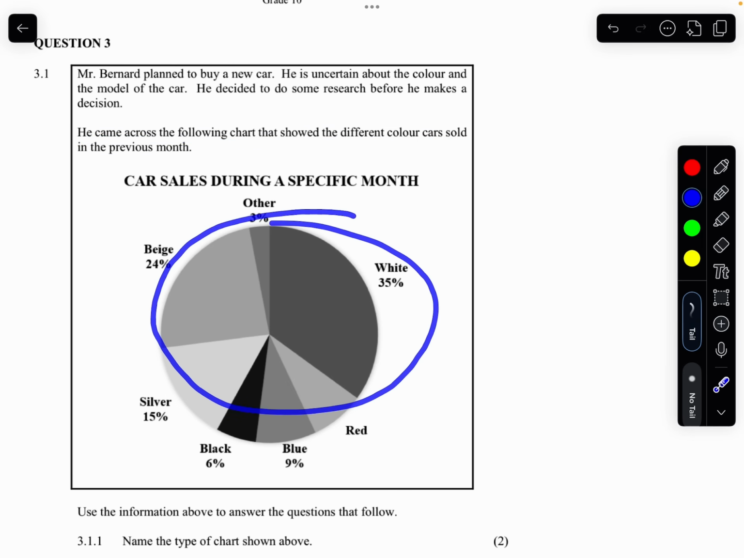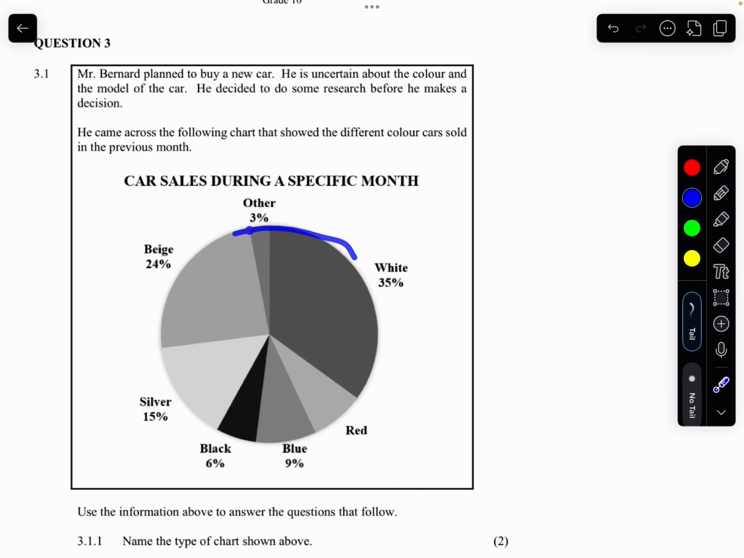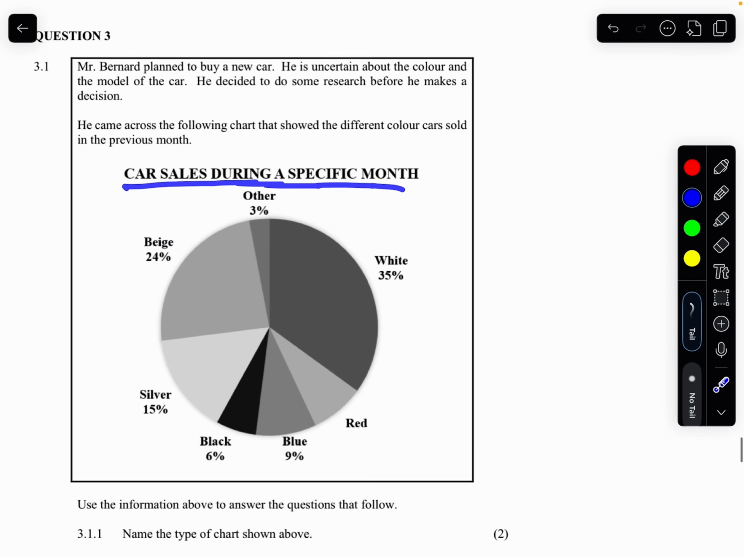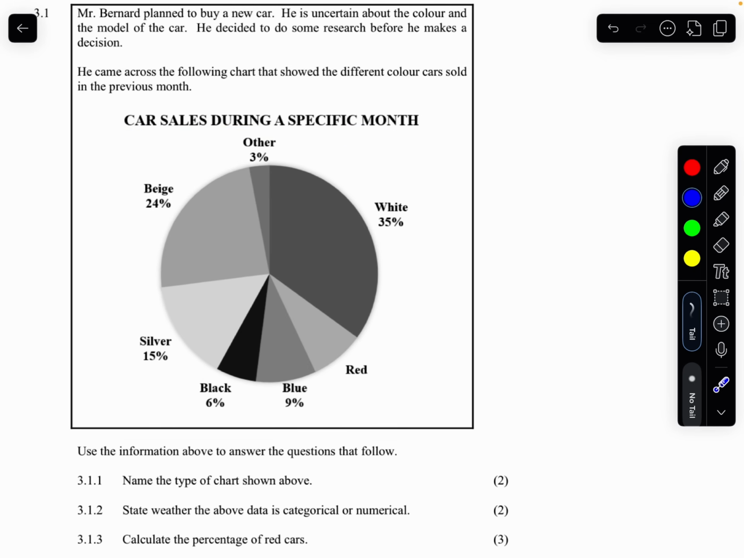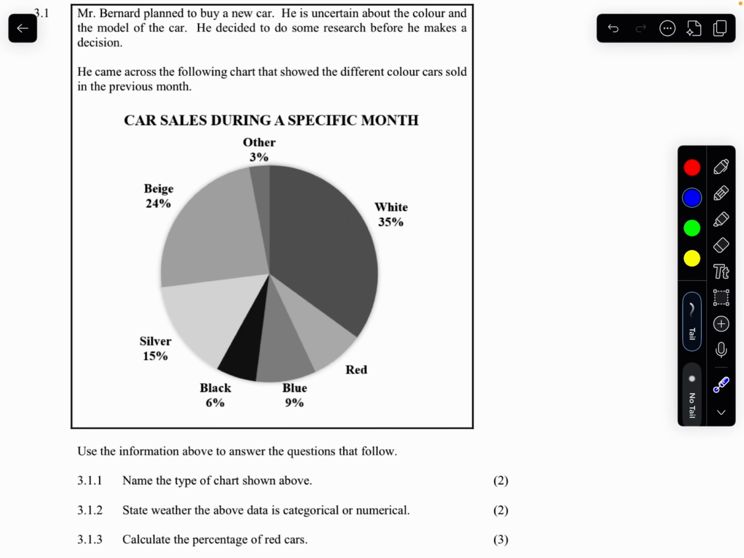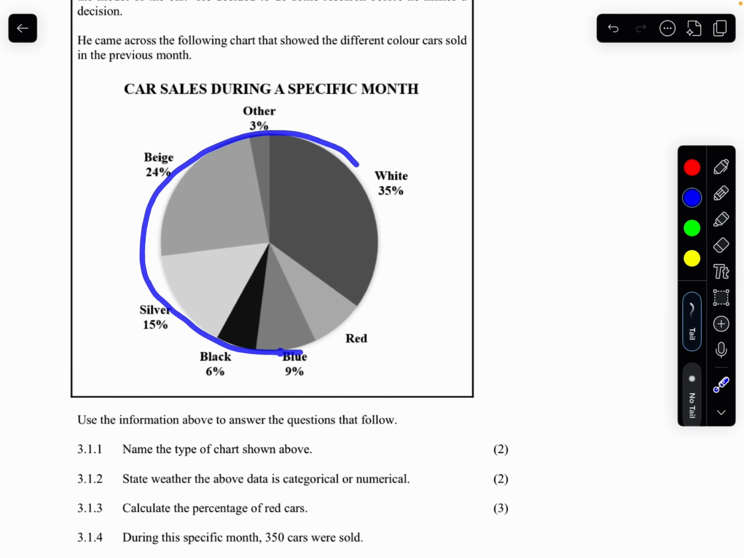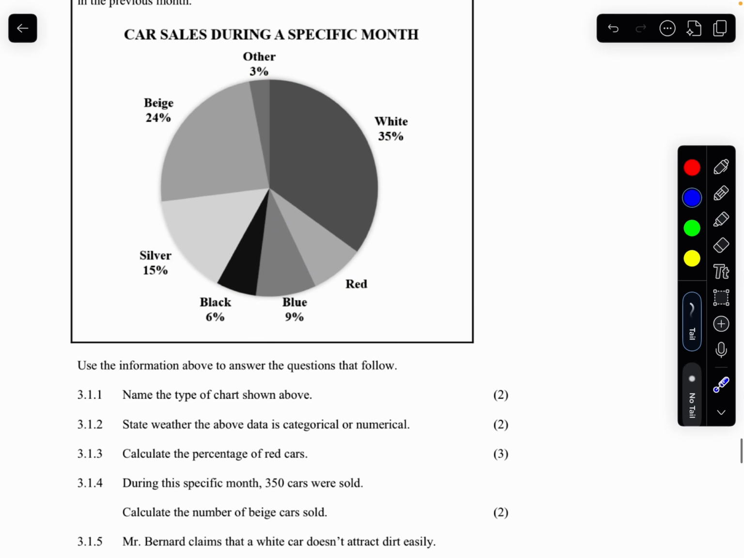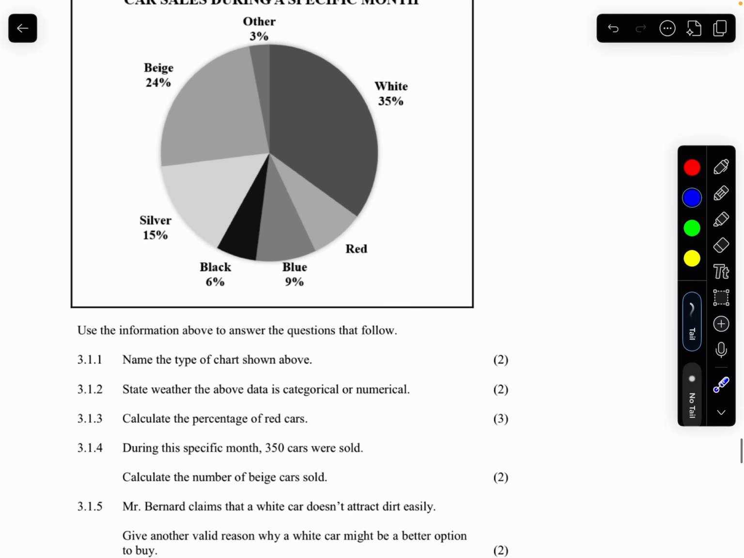So this diagram shows the car sales during a specific month, right? The beige color was 24%, another color was 3%, and the white color was sold the most, and then silver, black, blue and red. Red doesn't have a percentage, but we know the whole pie chart is 100%. Now it says use the information to answer the following questions.